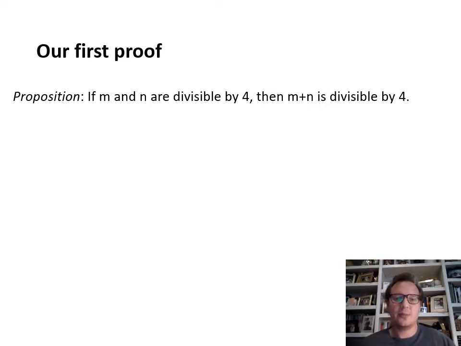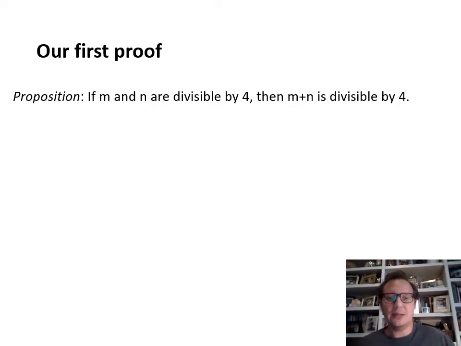Okay, so here is the first proof that we'll do, and it will be a direct proof. So the proposition says if m and n are divisible by 4, then m plus n is divisible by 4. So I strongly suggest that you now pause your video and try to do this proof on your own using pen and paper. And then you can come back to the video and see how I proved it. I think that is the best way to actually learn how to do proofs. You have to practice them on your own.